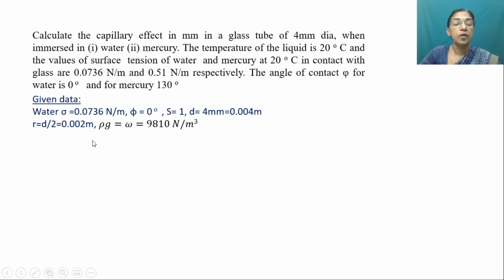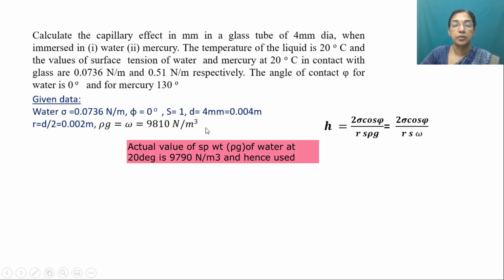For the water, we directly apply the equation H equal to 2 sigma cos phi by R into S, where R means radius, S means specific gravity, and rho g means specific weight. The specific weight of water is equal to 9810 Newton per meter cube. In the case of water, specific gravity equals 1. In the first case, we can determine H by substituting the values in this equation. So H equals 7.51 mm.